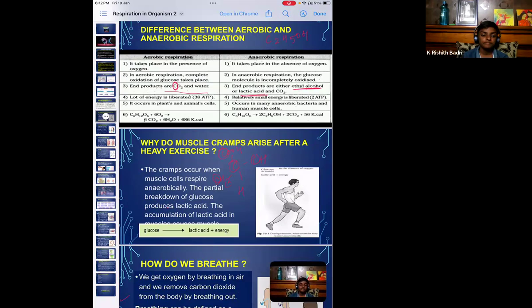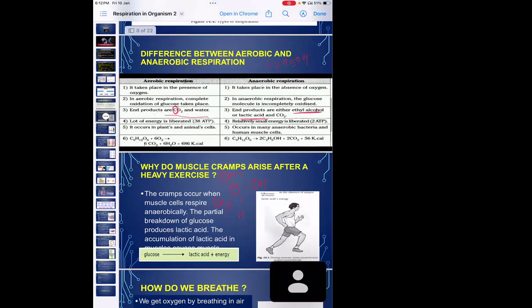Now, what happens in the fourth point? A lot of energy is liberated. As I told you already, in aerobic respiration a high amount of energy will be released, whereas in anaerobic respiration a lesser amount of energy will be released. Can you see the number of ATP molecules? How many are written here for the aerobic case?